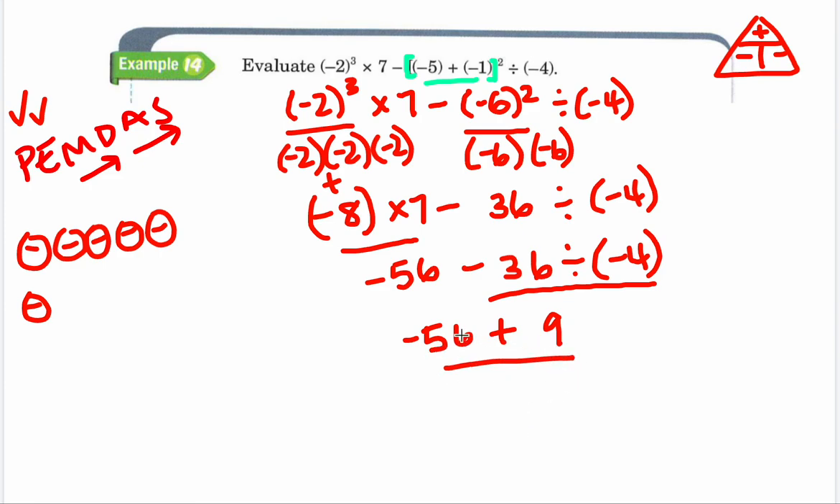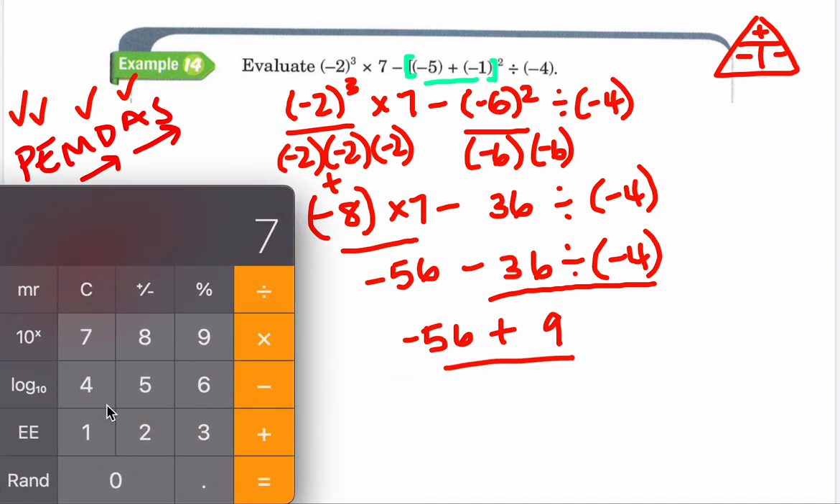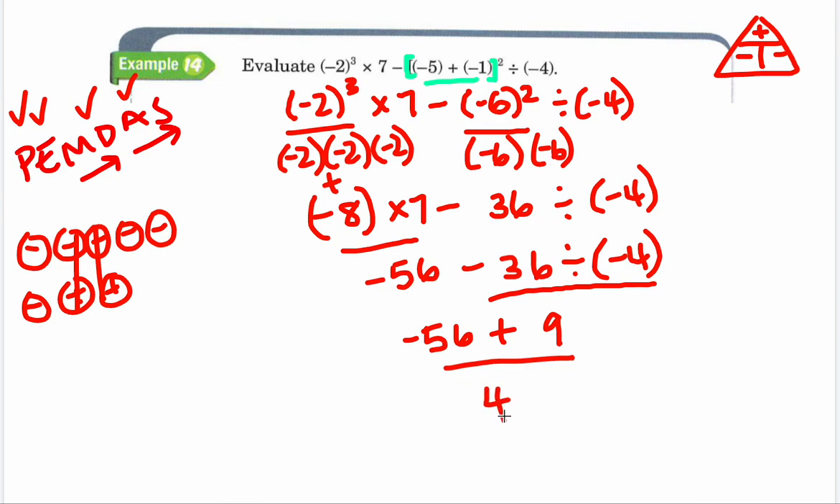One more step left. Negative 56 plus 9. Now we're on to addition or subtraction. There's only addition. Negative 56 plus 9. They're different signs, so we know stuff is going to be canceled, right? So we're going to do subtraction. 56 minus 9 is 47. There's more of the negatives, so the answer is going to be negative. The answer is negative 47.